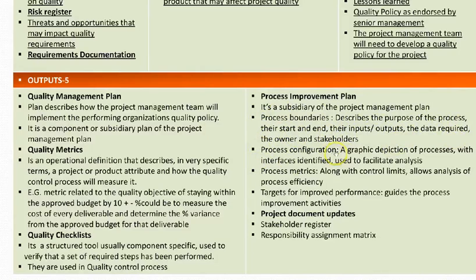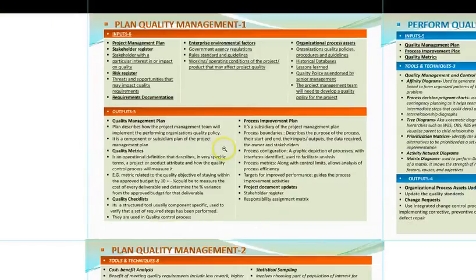Then it has the process configuration, which is a graphical depiction of processes with interfaces identified, used to facilitate analysis. We have the process metrics along with control limits, which allows analysis of process efficiency. Then targets for improving performance, which guides the process improvement activities. The last one is the project document updates, where we update the stakeholder register and responsibility assignment matrix.